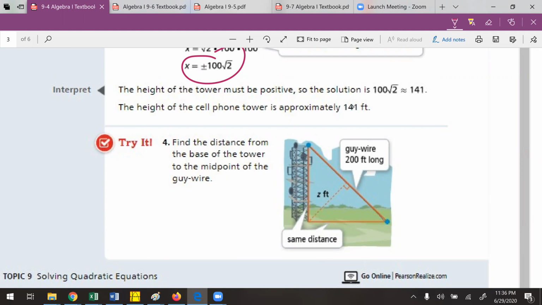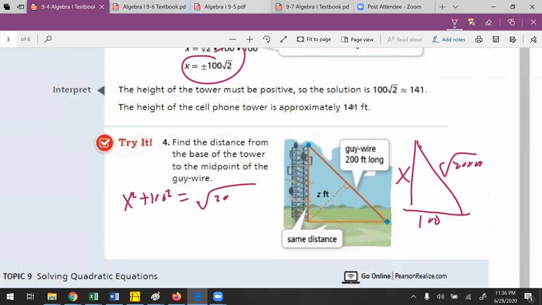Okay, so we found that, so let's pull out that triangle, okay? Let's see how we can work this out. This is going to be the hypotenuse right here. So this is radical 20,000, okay? This is 200 feet. So in this case, we can say one of the sides is actually 100 because it's half of it. Let's say we're looking for the height, we'll call that x, okay? So x squared plus 100 squared equals the square root of 20,000 squared.